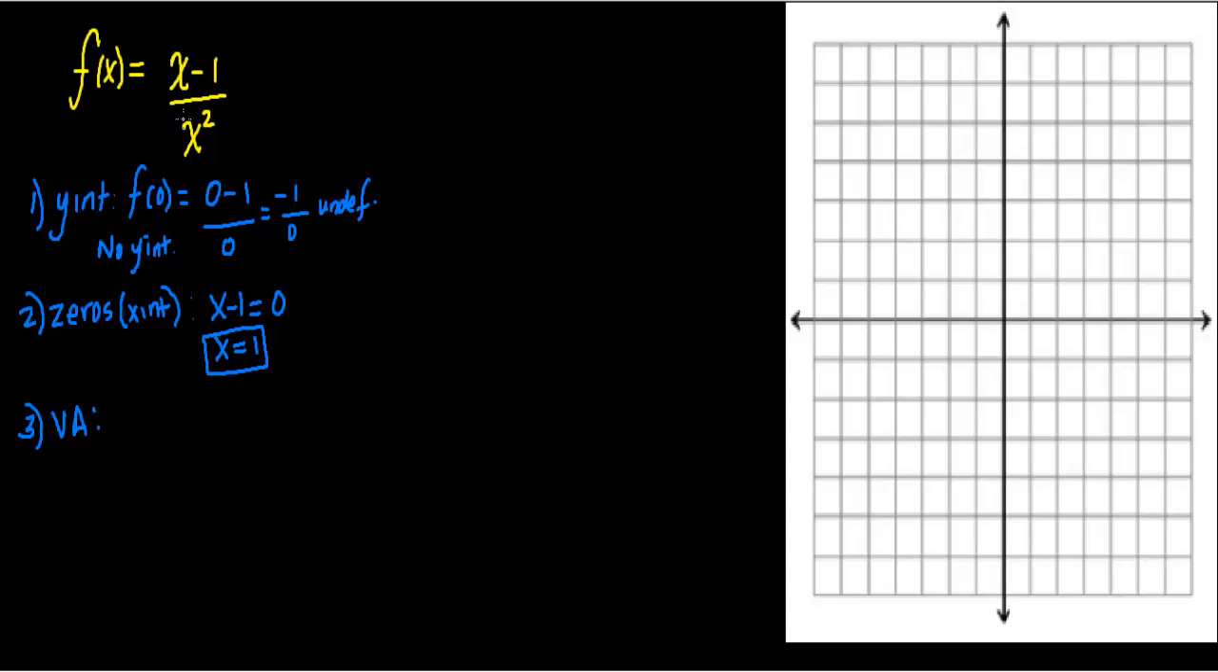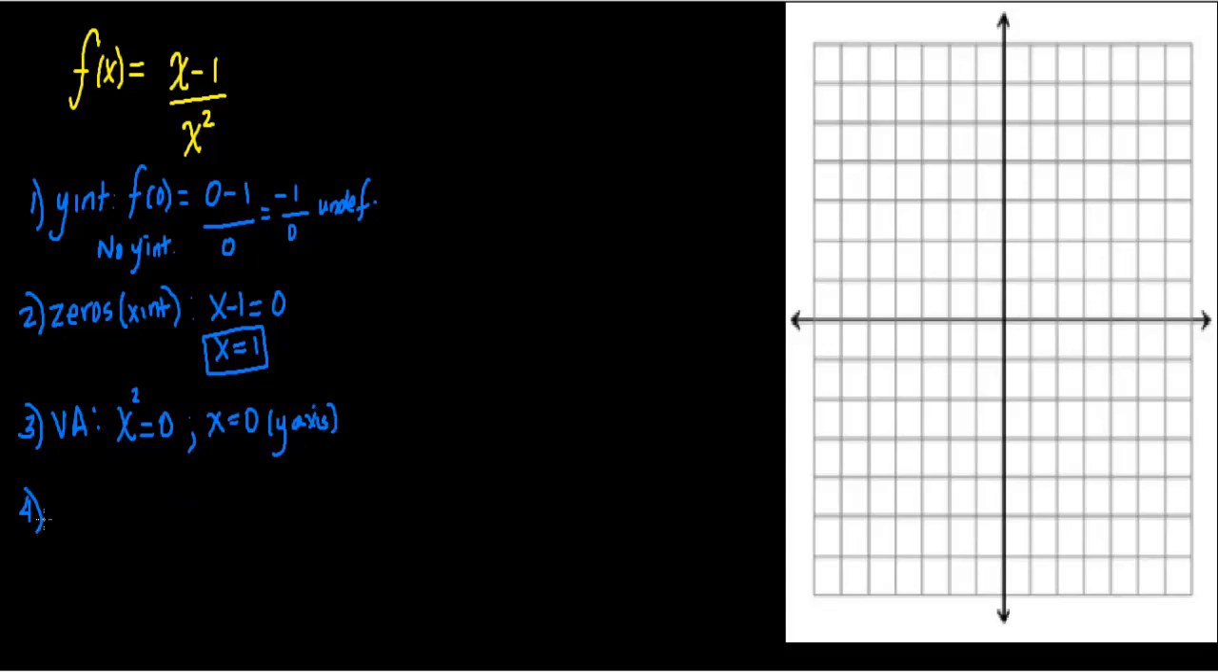And that means take the denominator and equal it to 0. So x squared is equal to 0. That means that x is equal to 0 for my vertical asymptote. This means that the y-axis is your vertical asymptote.